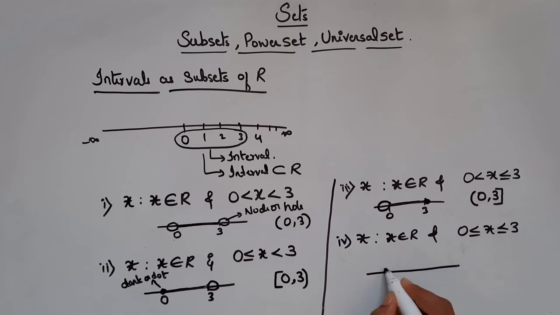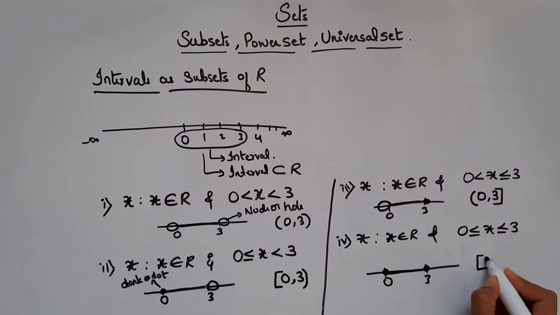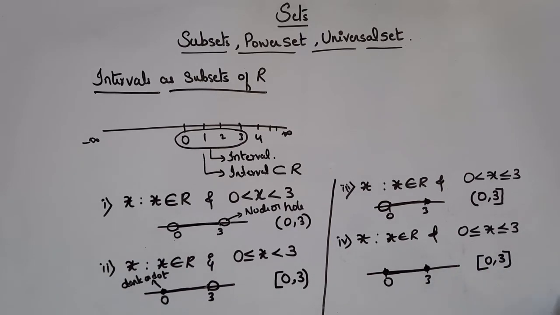And the last one, we have from 0 to 3, so you will highlight this portion. Here 0 is included, so we will make a dot here, and 3 is also included. So that means we have 0, 3 within the square bracket.